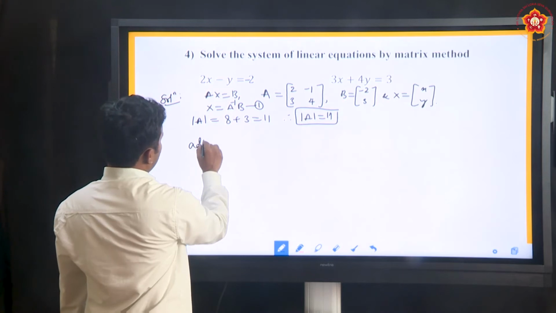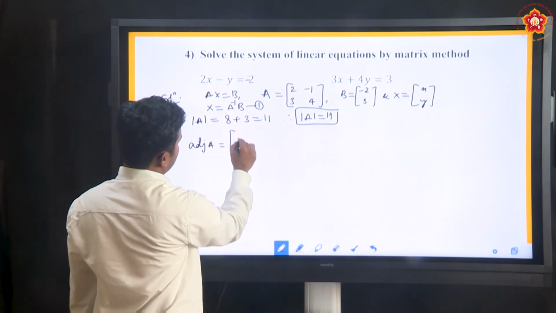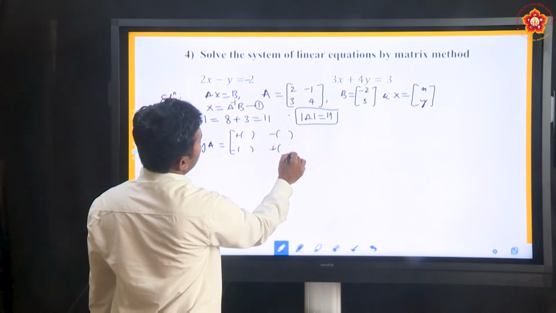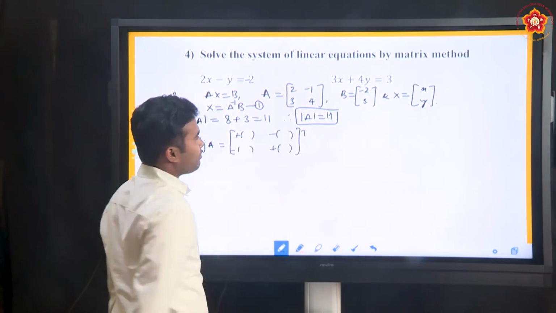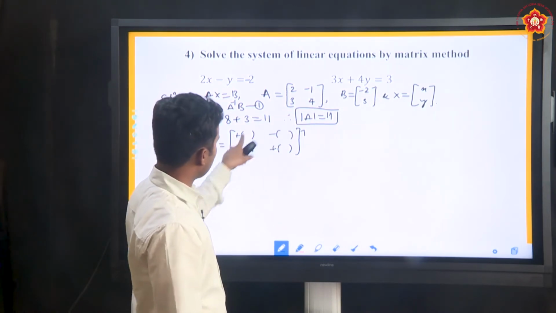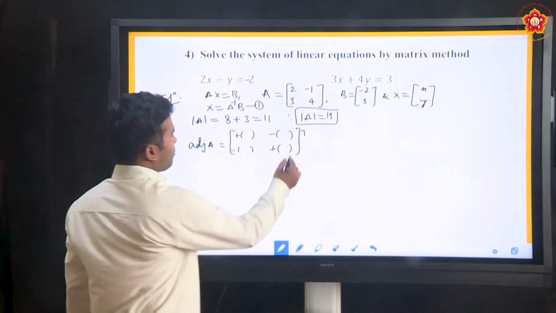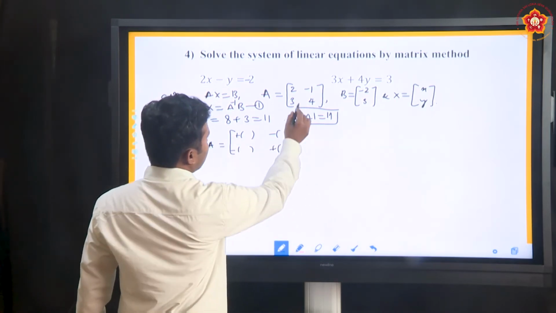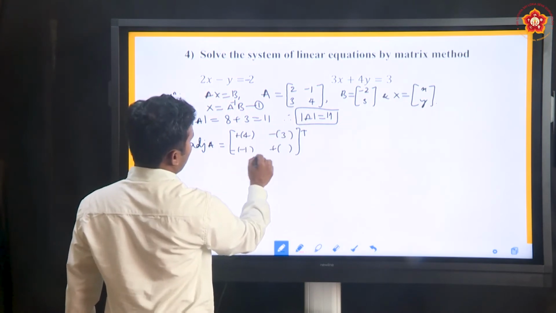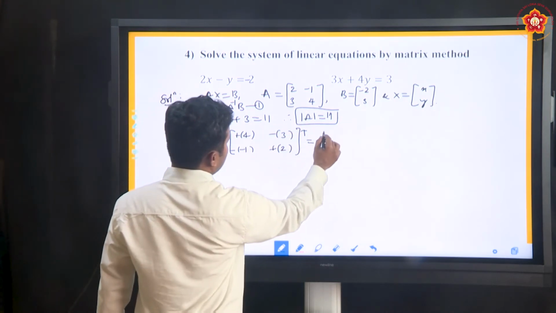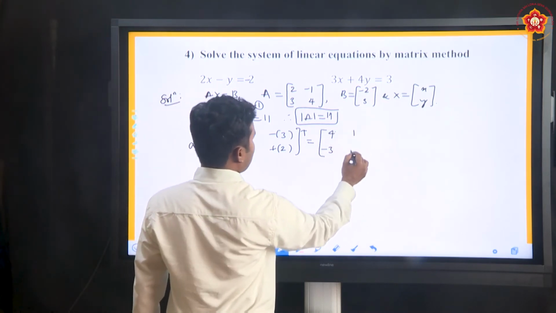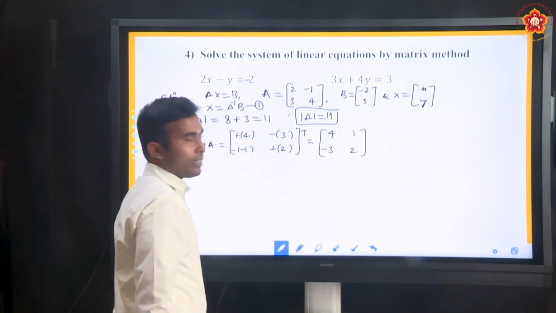Before finding A inverse, I have to find the adjoint of A. So, what is this? Plus, minus, minus, plus, and you take the transpose of this. If you take the transpose, it becomes the adjoint, right? This is the cofactor matrix. If you take the transpose, it becomes what? Adjoint. Now, what is this? 4, 3, minus 1, 2. Now, what is adjoint of A? That is 4, minus 3, 1, 2. This is the adjoint of A.